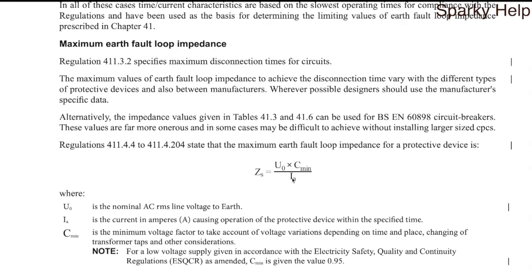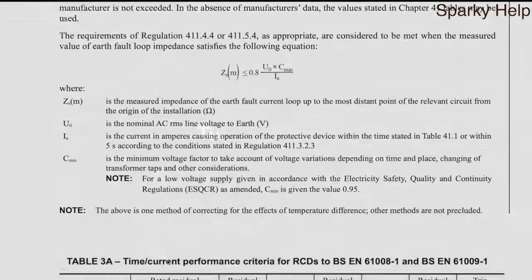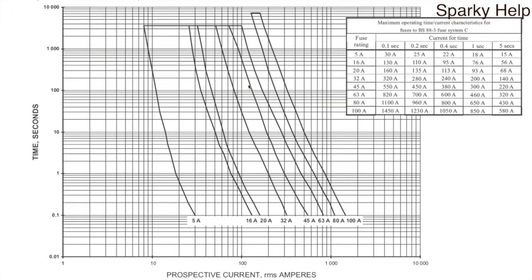So Ia, where does that come from? Well, it's the current that causes operation for the time. That's what it says underneath. So if we scroll forward and take a look at this particular one here. This is a BS 88-3 fuse. So this is a cartridge fuse.